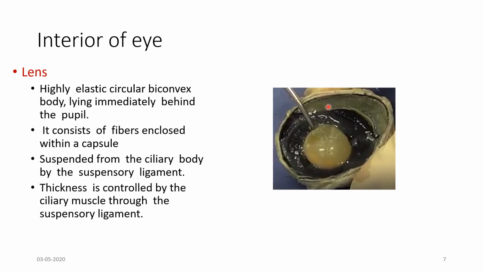Then coming to the interior of the eye, this is the lens, which is highly elastic, circular and biconvex, and it lies immediately behind the pupil. It contains fibers enclosed within a capsule. It is suspended from the ciliary body by the suspensory ligament. Its thickness is controlled by the ciliary muscle through the suspensory ligament.